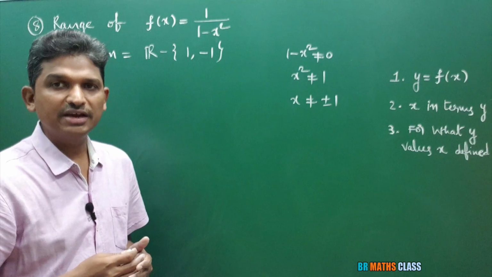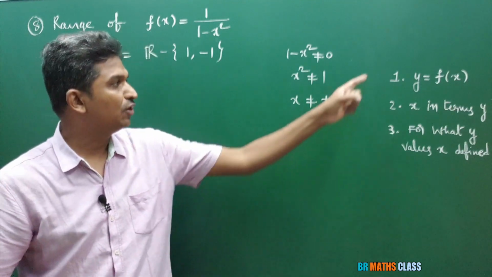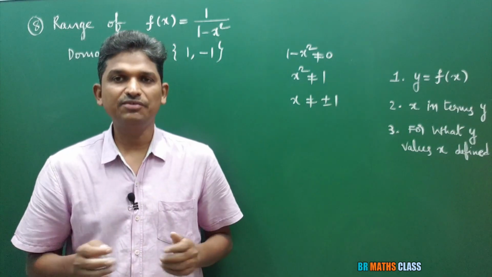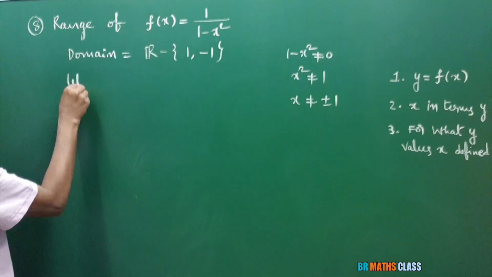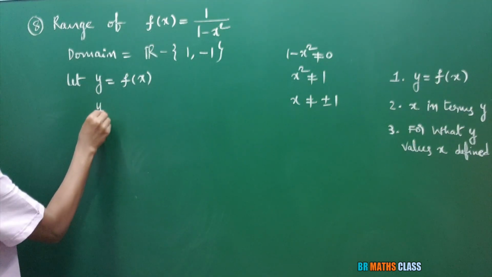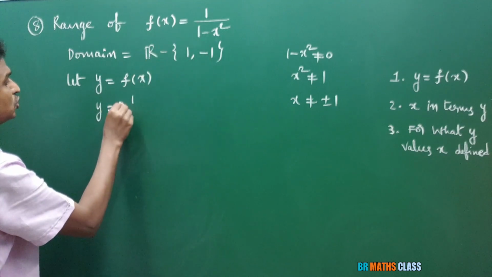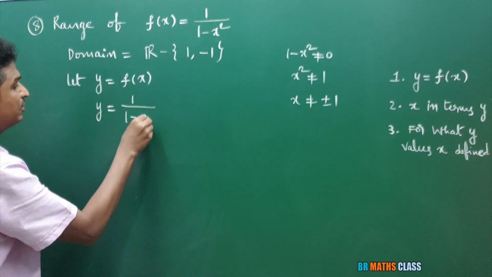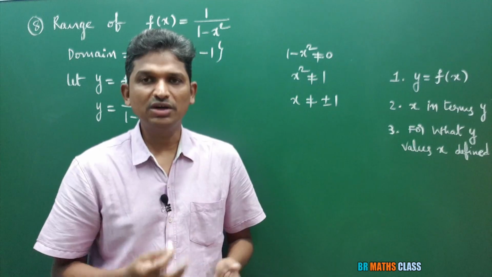Now I need to calculate the range. To calculate the range, I'll follow these three steps. First, I'll take the given function f of x as y. Let y equal to f of x. What is f of x? In the question it is given that f of x is 1 divided by 1 minus x square. Now what is the second step?